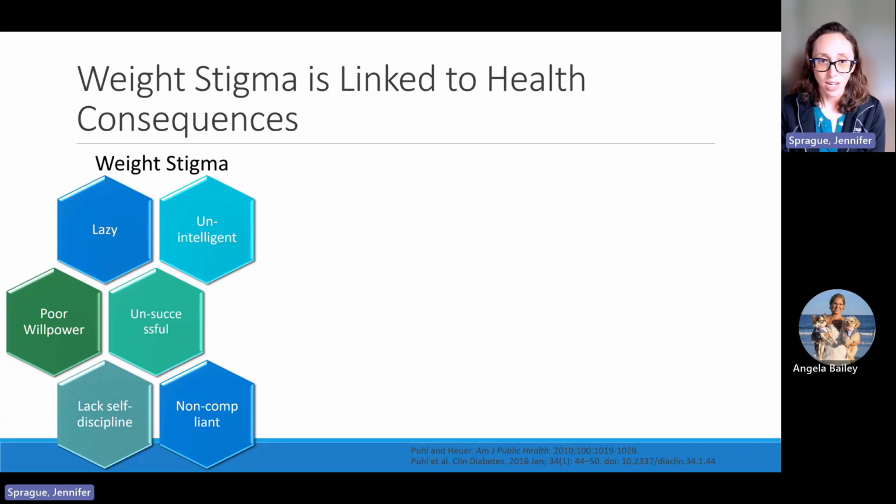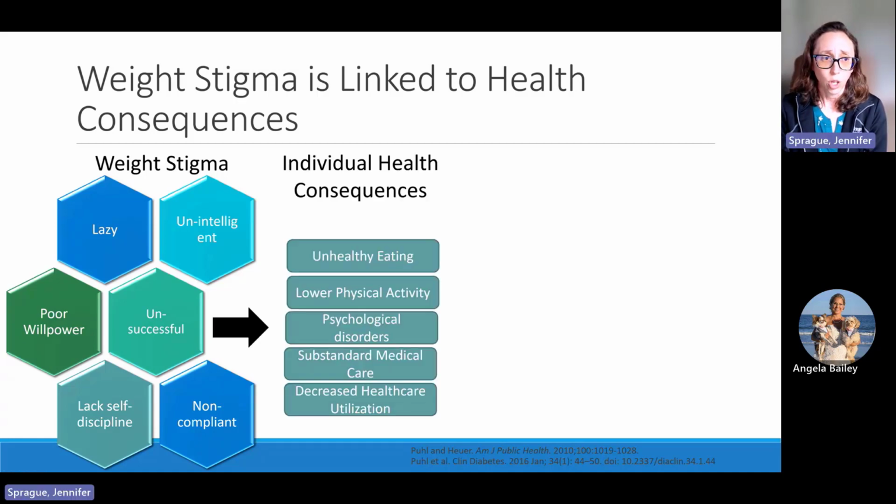And many of these statements are made with the belief by the person making them that that negative stigma is going to be motivating to the patients who have obesity to make healthier choices. However, we know from other disorders and from the study of obesity that stigma is not motivating. Instead, it usually worsens health consequences. Those experiencing weight stigma are more likely to have unhealthy eating behaviors, lower physical activity, psychological disorders. They may receive substandard care.